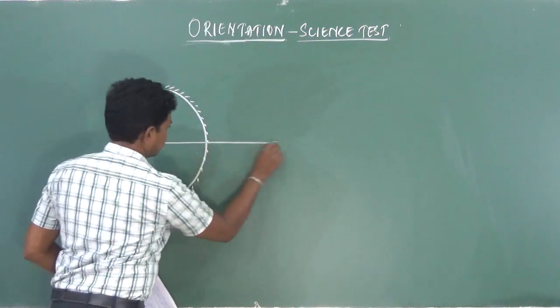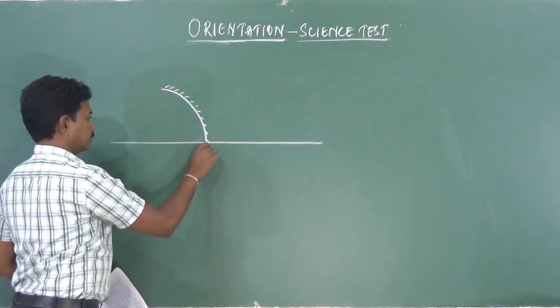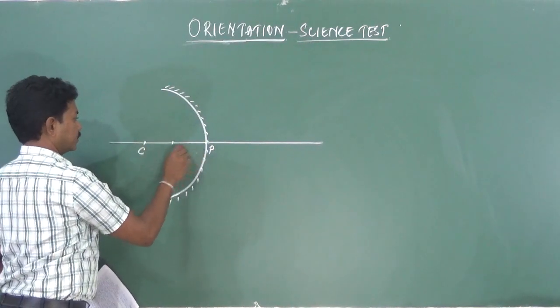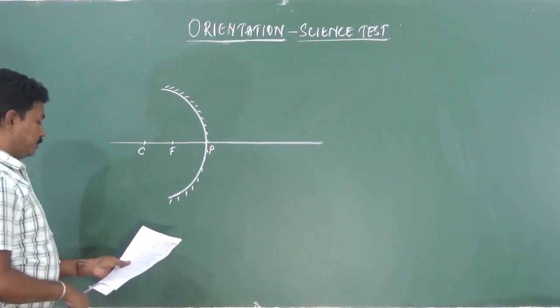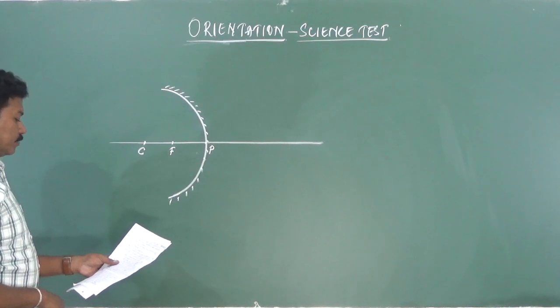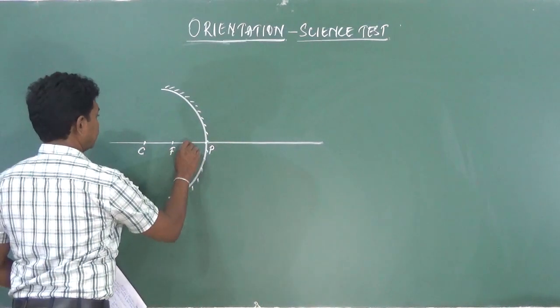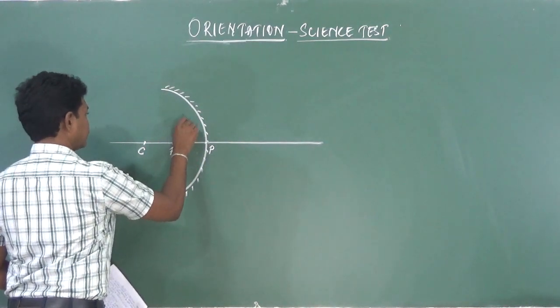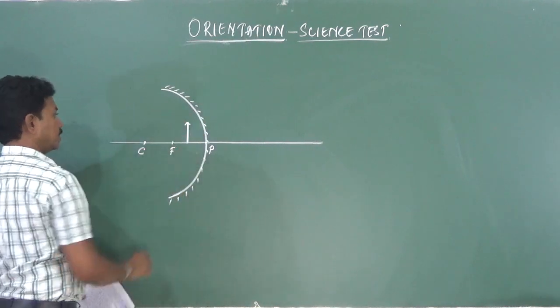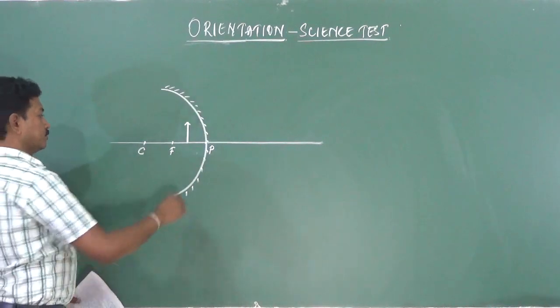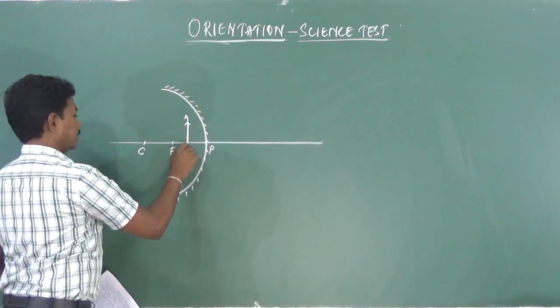Let us pass a line through the mirror where it is called the pole. This is the center of curvature. In between the center of curvature and the pole we have the principal focus. The object is placed between F and P, so we keep the object here. Many of you have not named the object itself. Please name it. So it is A and B.